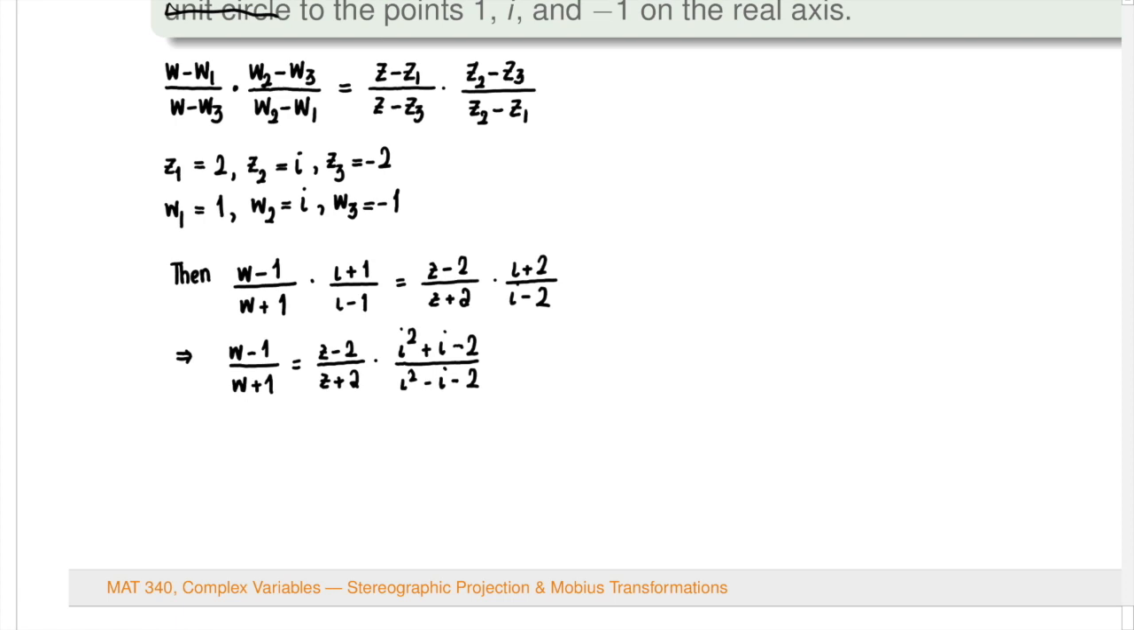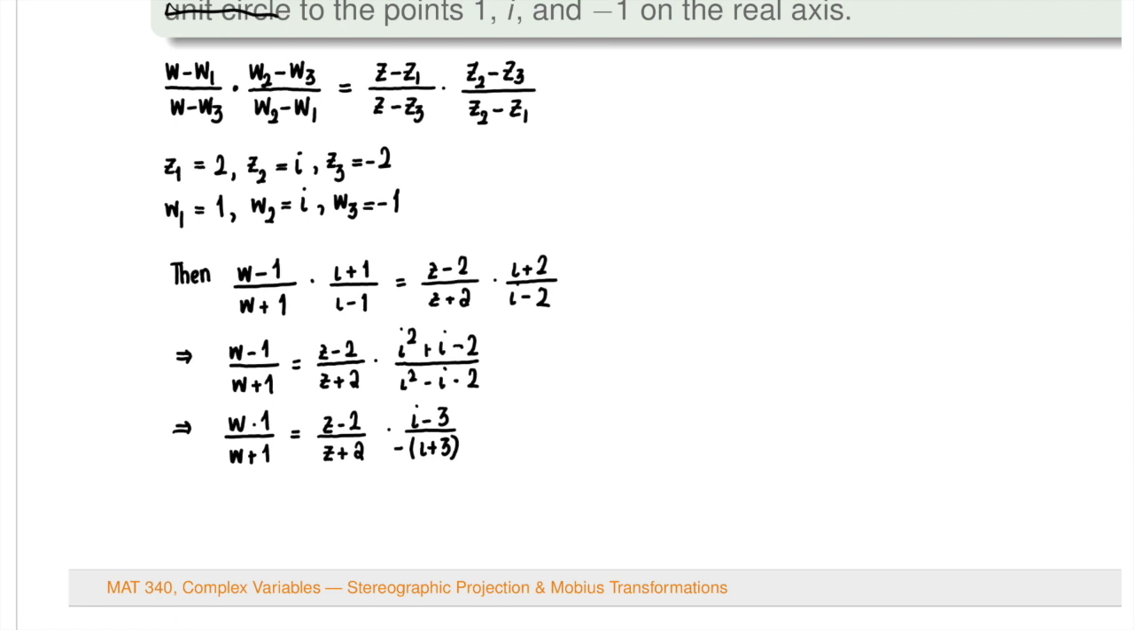Now I'm going to simplify the expression there. I see i squared floating around, and we know i squared is equal to -1. So when we simplify that, we're left with this expression here. Now it's just a matter of cross-multiplying and simplifying. This is some nasty algebra, but we are looking for something of the form w as some function of z.